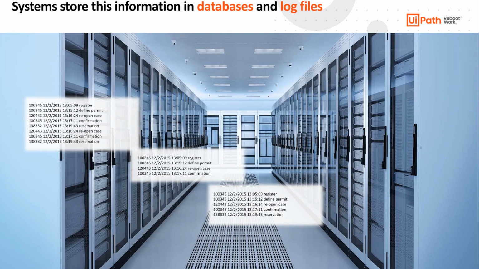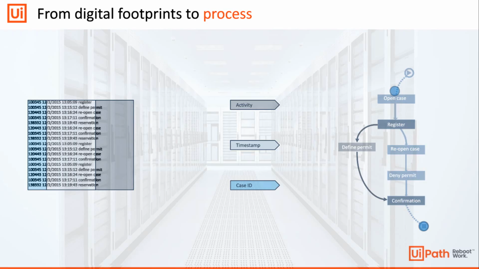We can take all of that data that is being stored in your databases and log files, and by simply pulling out three fields, the activity, when that activity occurred, and how each of the activities roll up to a common case, we're able to create what's called a process graph. A process graph lets us see all of the variations that a process may go through.